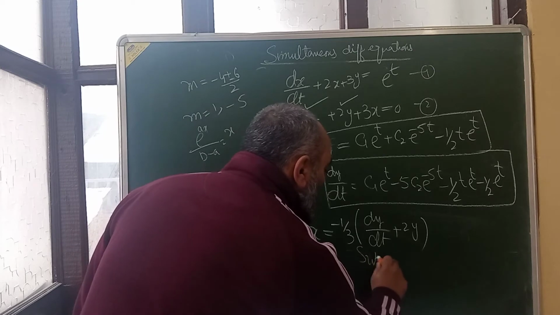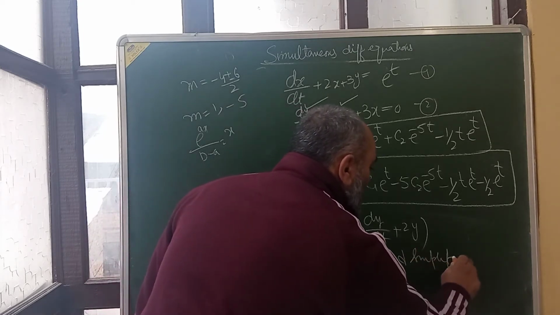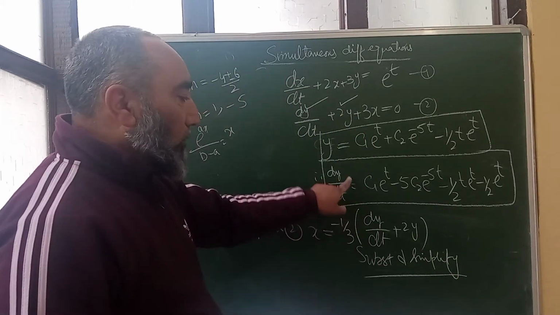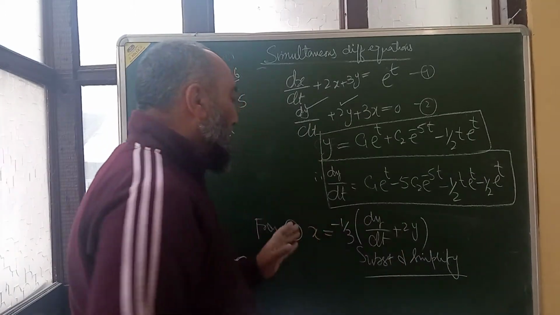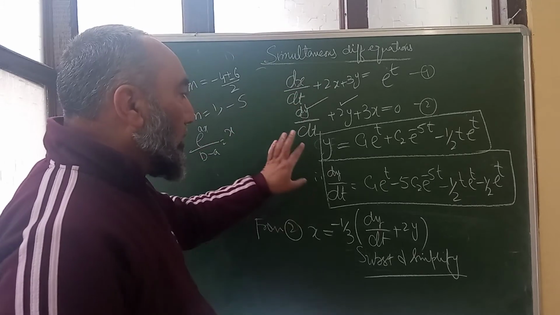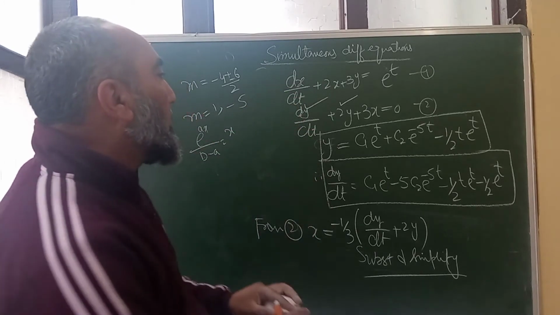Substitute and simplify. Okay. Dy by dt, it is known. 2y, it is known. You just have to put it here and find x. So this simultaneous differential equation is solved by getting values of x as well as y. Let me take one more example.